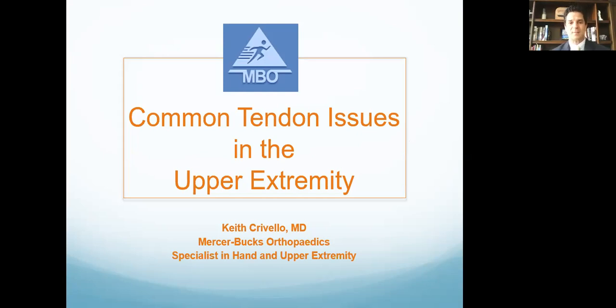Today I'm going to talk about some tendon issues that we see very frequently in the upper extremity, and I'm going to focus on the three most common things that we see in the hand, wrist, and elbow.